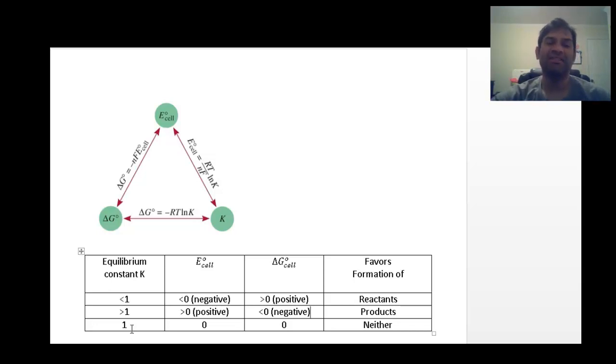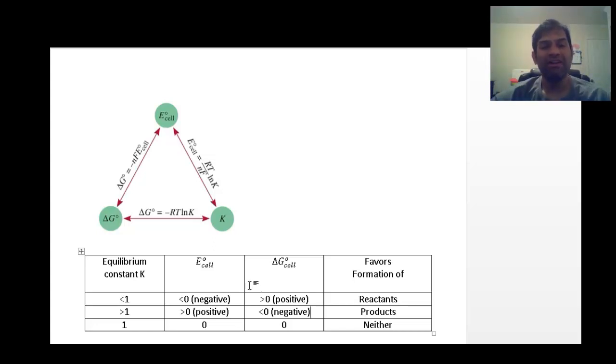Now, if the equilibrium constant is equal to 1, you're neutral. So that means there's no voltage that's registered in your anode or cathode battery. The delta G of the reaction is 0, so it's not endergonic or exergonic. And the equilibrium is essentially 50-50. So you have reactants and products. Nothing is swayed relative to the other. Nothing is favored relative to the other.